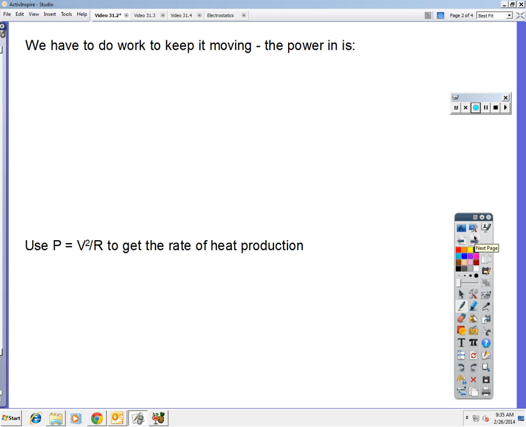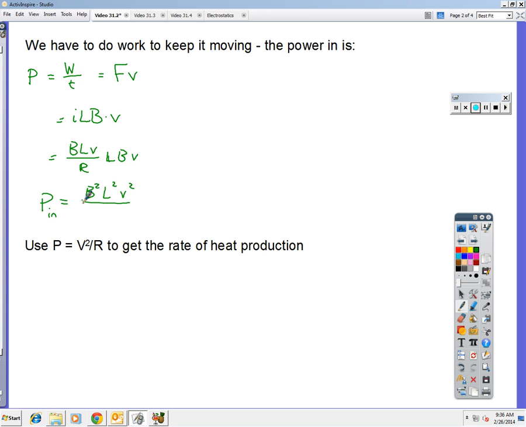So the amount of work you have to do per unit time is power. But remember that instantaneous power is the force times the velocity. And the force, we said, was ILB, but the electric current is BLV over R, which means that the power we have to put in is equal to B squared L squared V squared over R. So that's how much work you're putting into it per unit time, and this is mechanical work.